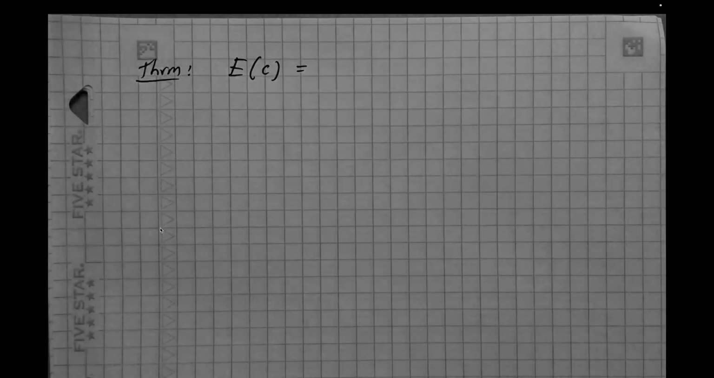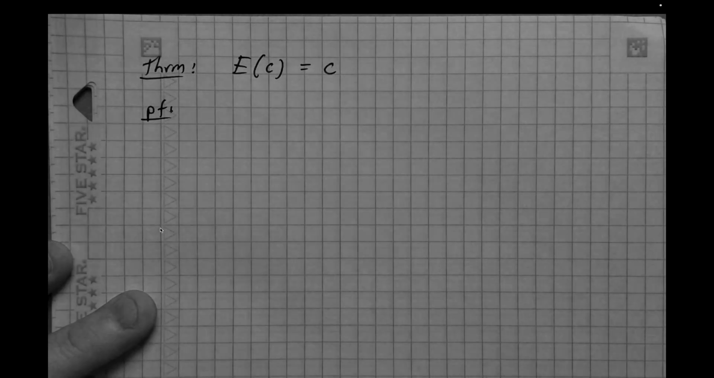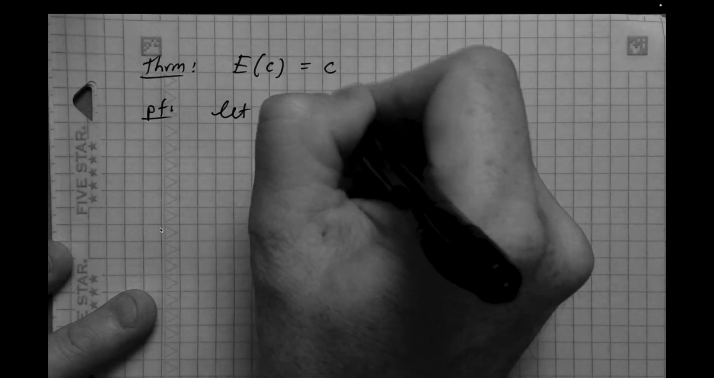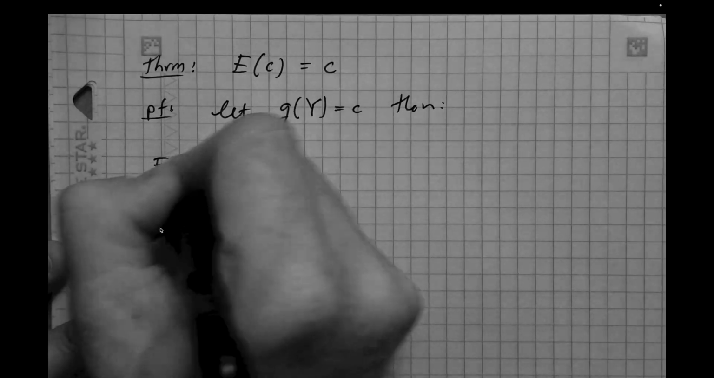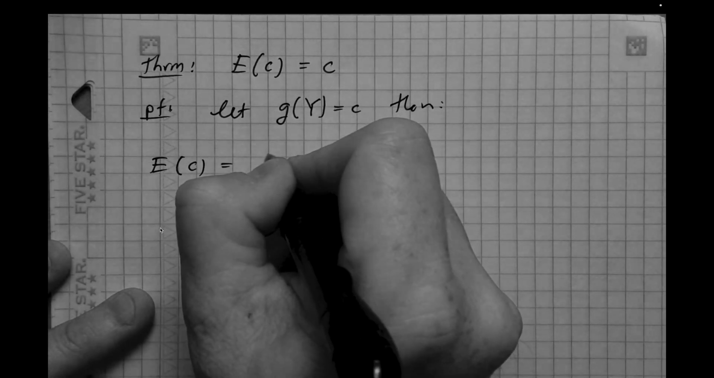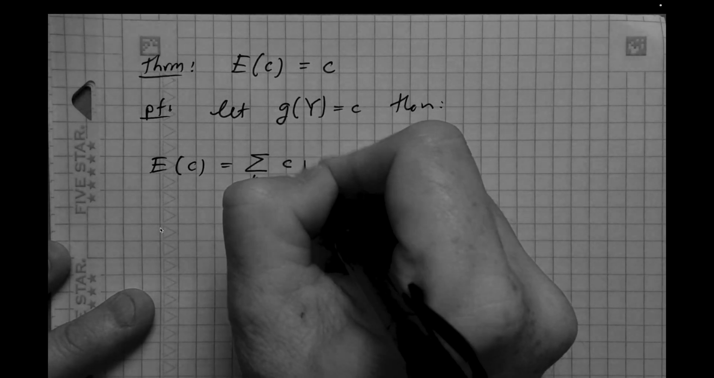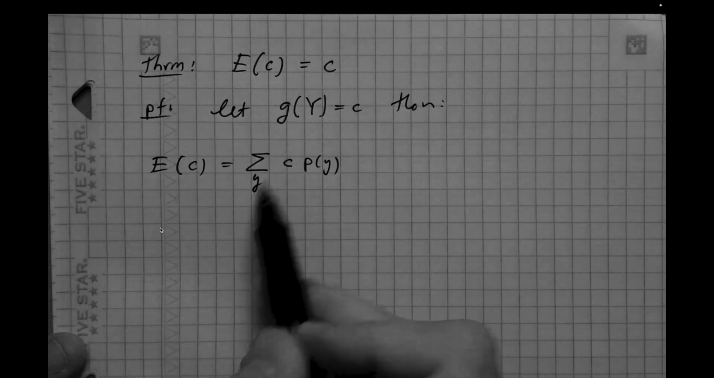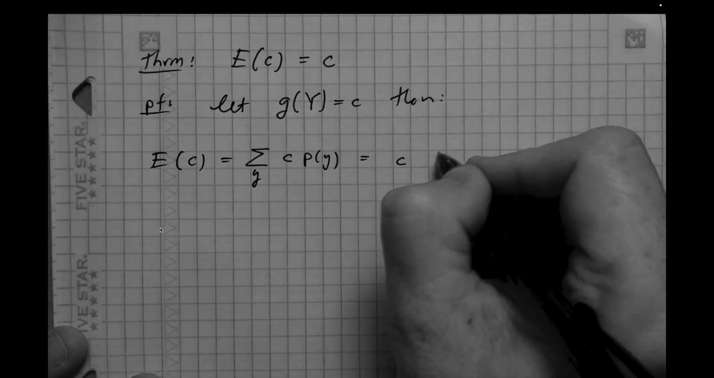The first one says that the expected value of a constant, unsurprisingly, is the constant. Right? And you can prove this one easily. So let's just let g be a function of the random variable y that's equal to this constant. Then, of course, the expected value of c is just equal to the sum over all the values that y can take of c times the probability of y. Right, now notice c doesn't change as a function of y. It's always c. And y varies, but c stays the same. So that means you can pull it outside of the sum.